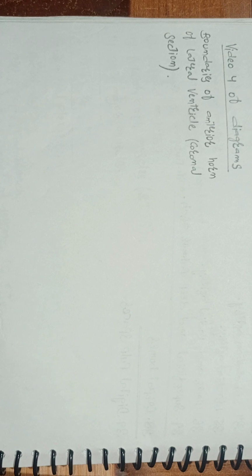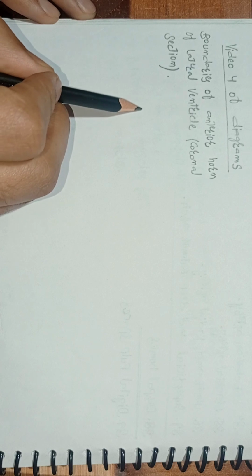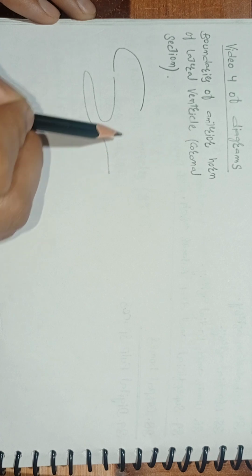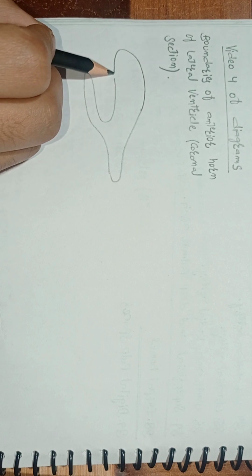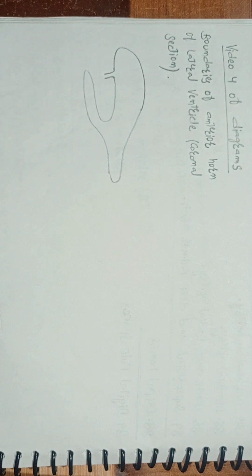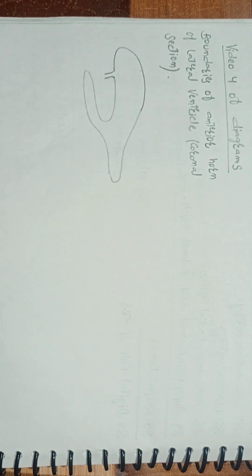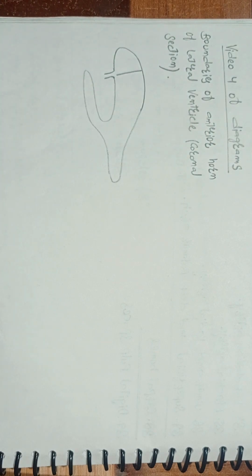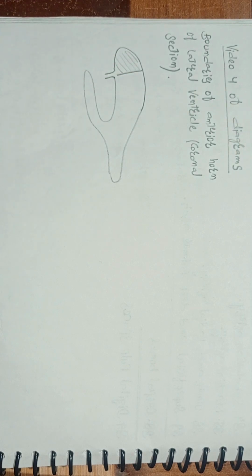From the previous video of the diagrams, we know what the lateral ventricle is and what its shape is. So this is the lateral ventricle, and this canal here is called the foramen of Monro or interventricular foramen. The whole structure is the lateral ventricle. The part of the lateral ventricle in front of the foramen of Monro is called the anterior horn of the lateral ventricle. So the shaded portion here is the anterior horn.